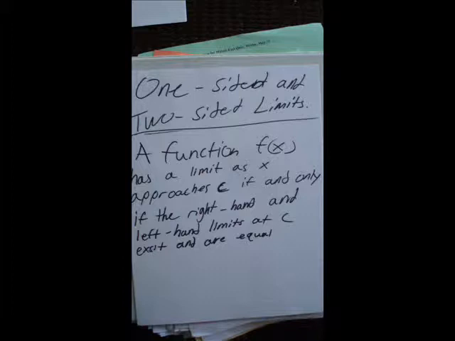Okay, so now we're going to do one-sided and two-sided limits, which is basically limits where either the limit is at the same point, or you have a broken up equation where the limits are in different places. I'm going to read this for you guys. A function f of x has a limit as x approaches c if and only if the right hand and left hand limits at c exist and are equal.